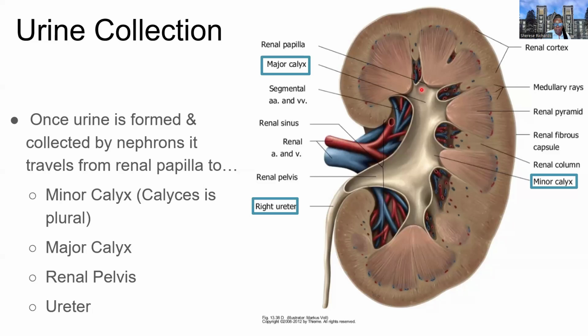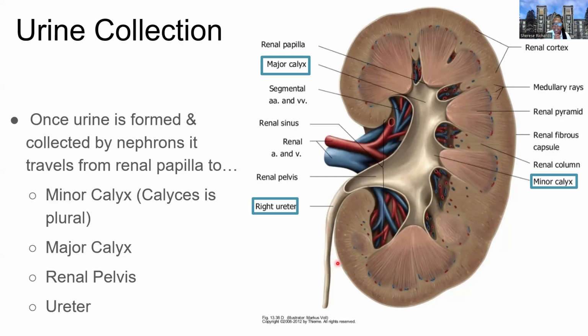So we then go from the minor calyx, which are these smaller collecting branches. That urine filtrate is produced at these tips called the renal papilla. And then they are transferred to the minor calyx, these smaller collecting structures. That eventually leads to the major calyx, which are the larger parts that ultimately lead to the renal pelvis, which is the narrowing that forms the ureter, and then down toward the bladder.